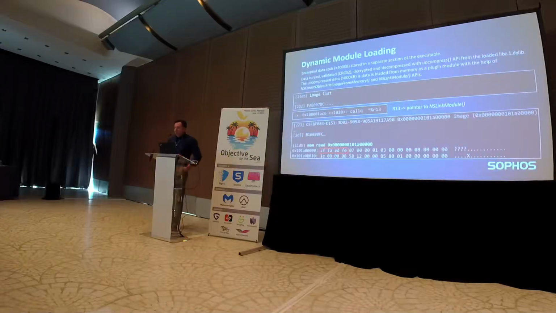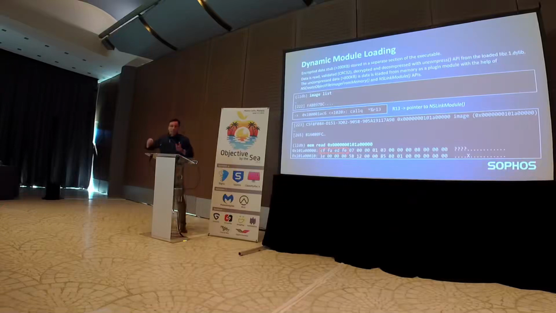Now, what happens next? The code is doing dynamic module loading. The way it's doing that, it locates an encrypted data stub in its own executable, which is around 300 to 400 kilobytes. Do you remember that flat entropy that corresponds to this compressed chunk of data? It lifts it from the executable file, decrypts it, and calls the uncompress API from the loaded libz dylib. So it uncompresses that chunk of data in memory, and it becomes an almost 900 kilobyte buffer.